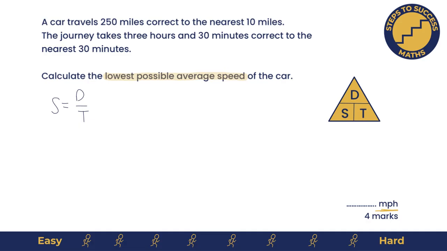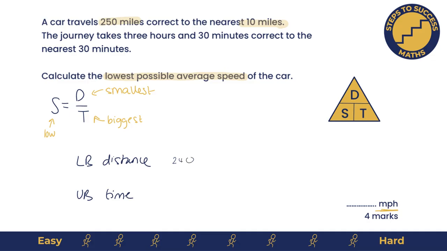Now, I want to calculate the lowest average speed. So to get the lowest from a fraction, I need the biggest number on the bottom and the smallest number on the top. So I want the smallest of distance, the lower bound of distance, and the upper bound of time. Let's start with distance. The lower bound of distance, and it was correct to the nearest 10 miles. So that's either 240 or 250, and you want to be in between. So 245 miles is the lower bound of distance.